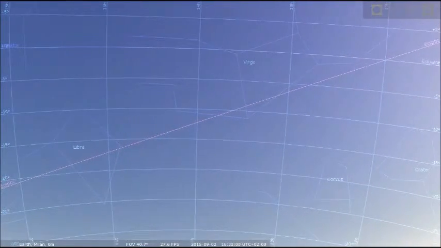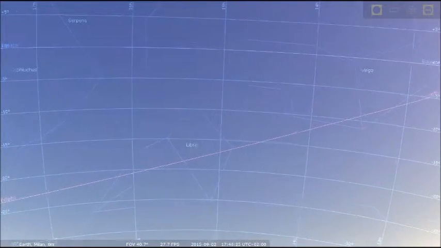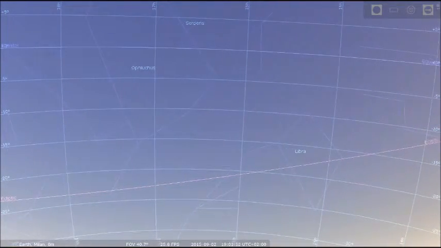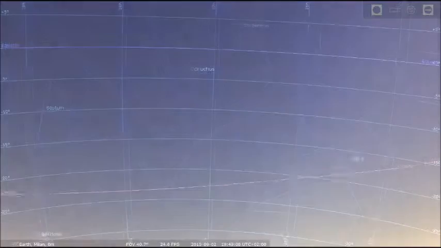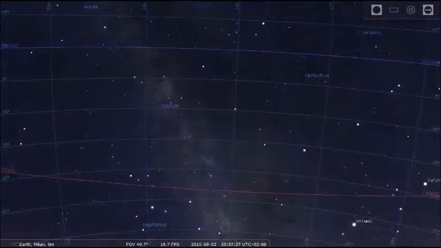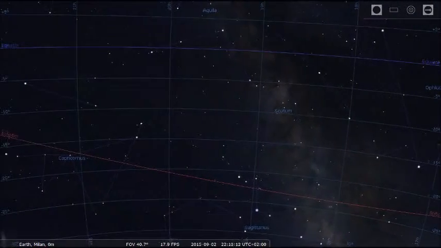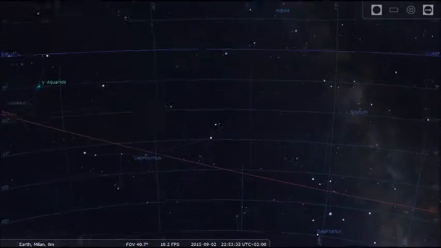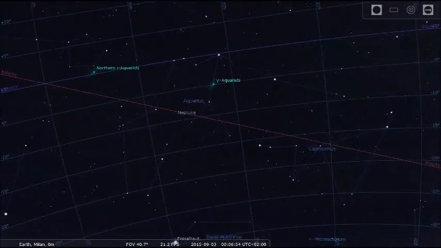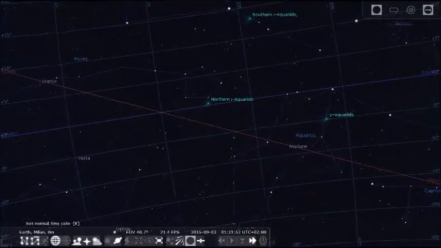Then there is this red line crossing all the other lines, including the zero declination line, which corresponds to the equator. In other words, this is the projection of Earth's equator in the sky. And these two lines are tilted by an angle, and for this reason they have a crossing point right here.